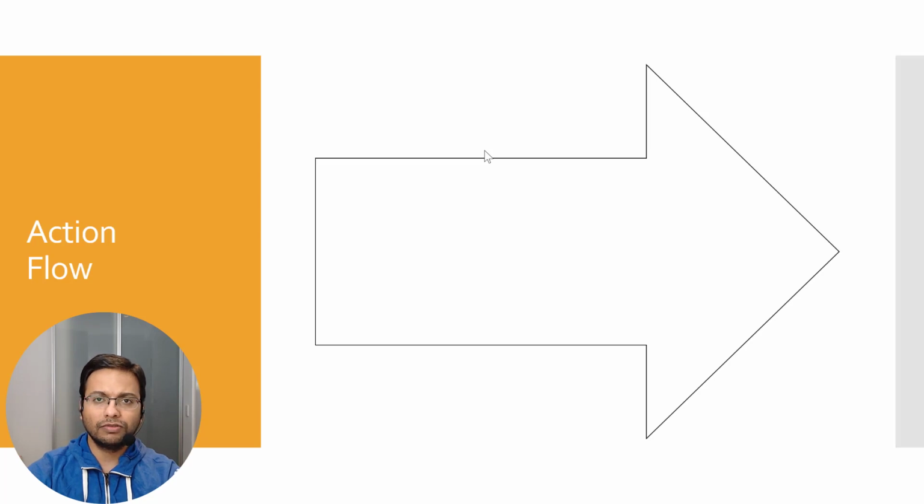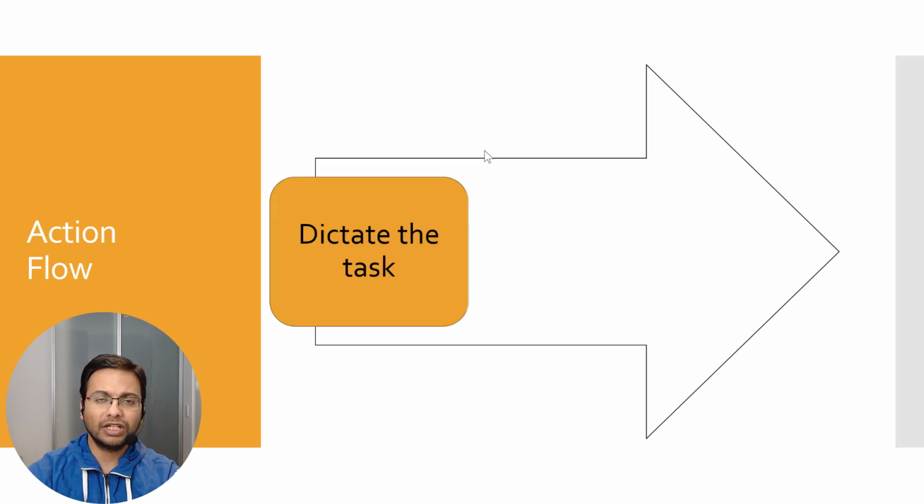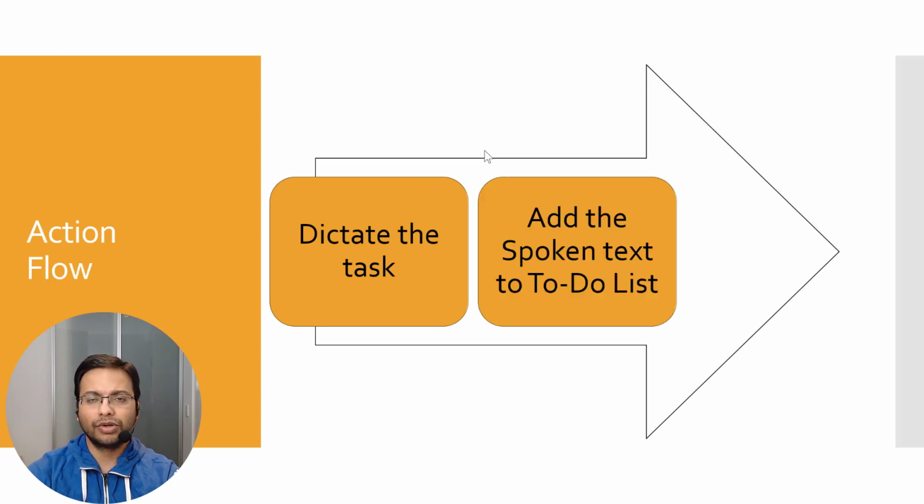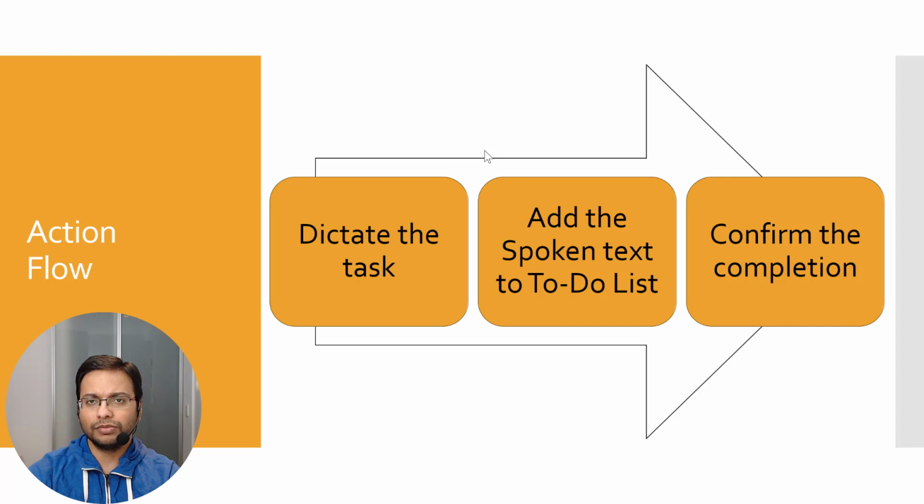Now if I talk about the flow, the very first thing is I tell Siri the task that I would like to add. Then Siri captures those spoken words as text and adds it to the to-do list. Now we know that it goes through and does the work, but how will I know that Siri has done the work? So what I have done for myself is get a confirmation from Siri that it has completed adding the task into the to-do list.